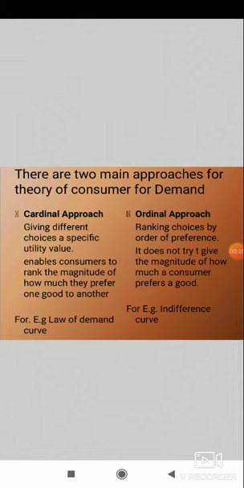The cardinal approach gives the different choices a specific utility value, and it enables consumers to rank the magnitude of how much they prefer one good to another. Whereas the ordinal approach helps the consumer in ranking choices by order of preferences. It does not try to give the magnitude of how much a consumer prefers a good. The best example for the cardinal approach is the law of demand, whereas the indifference curve shows the ordinal approach of consumer demand.